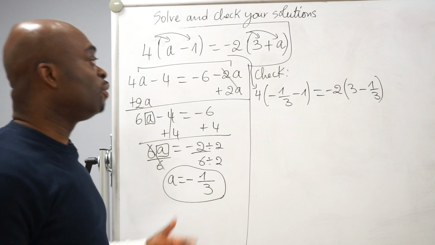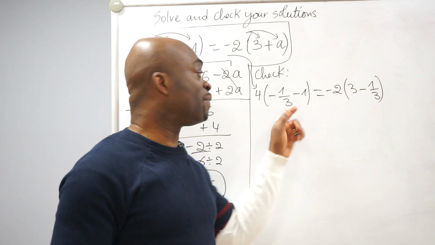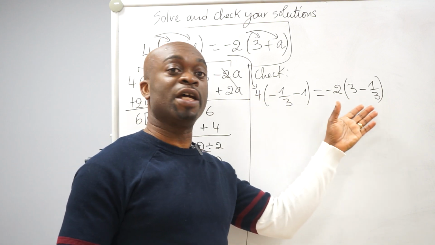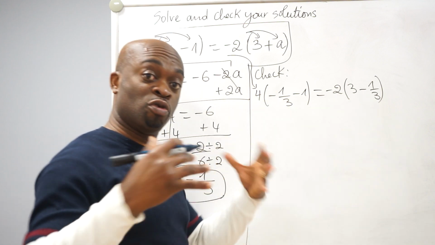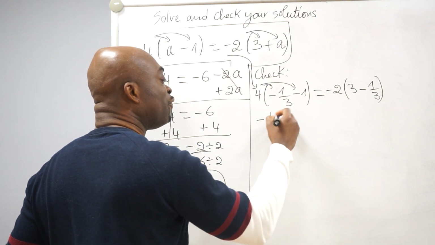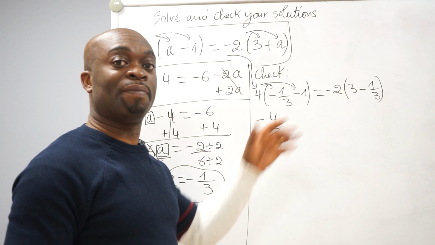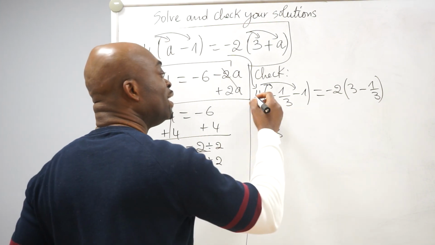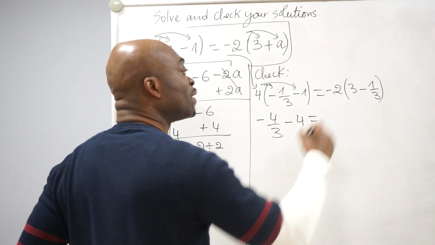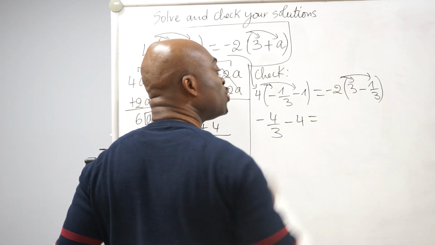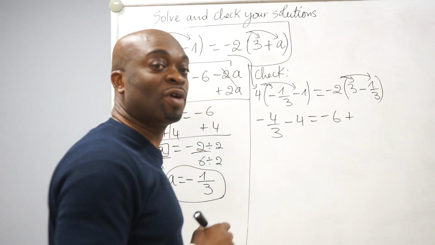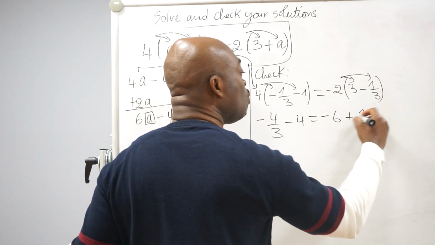Now, what can we do? We can either combine what we have inside the parentheses and then multiply by 4 afterwards. Same thing here. Or we can multiply by removing the parentheses again. By doing this, negative 4/3. When you multiply 4 by negative third, it is negative 4/3. And 4 times negative 1 is negative 4. And this one is equal to, the same thing here. Negative 2 times 3 is going to give us negative 6. And negative 2 times negative 1 over 3 is going to give us positive 1 over 3.